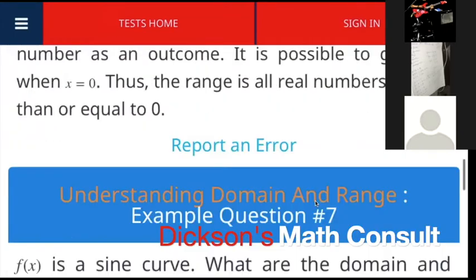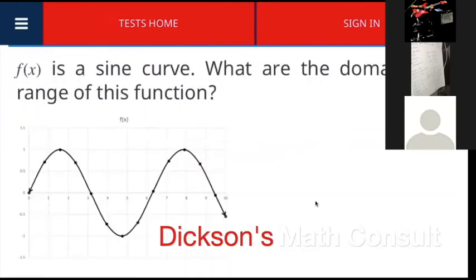So that is how it goes. We won't enter into graphs for now. I want us to take a lot of examples on domain and range.